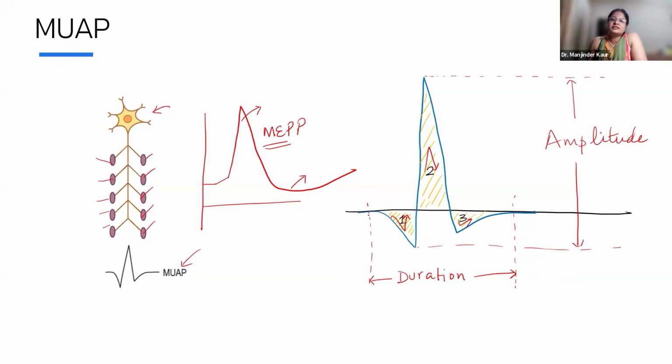Anytime it crosses the baseline, you mark it as the first point or the first site of the duration. And then you get here the second point. So this marks the duration of the action potential. The amplitude is marked from peak to peak. So this gives us the amplitude from the highest to the lowest peak.